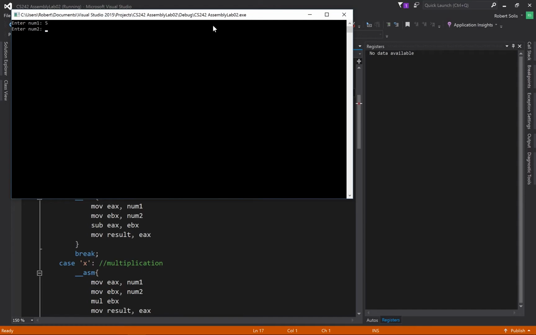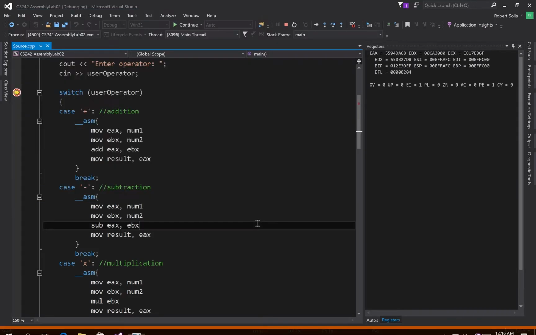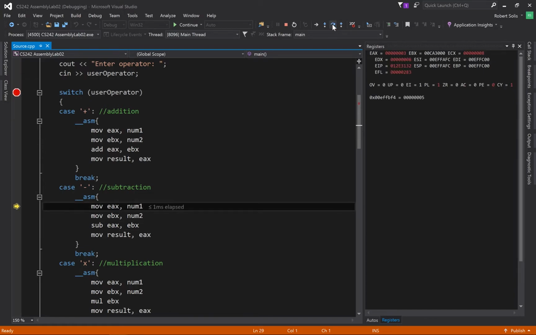So I'll say 5, enter, 2, enter, and the operator is subtraction, or minus. Let me press enter, and we're stopping the program right here. Let me step. As you can see, it goes to this case because I entered minus, or subtraction. So what are we going to do? We're going to move 2 into EBX, and we're going to move 5 into EAX. So if I step, and step again, you can see now the value of EAX and the value of EBX.